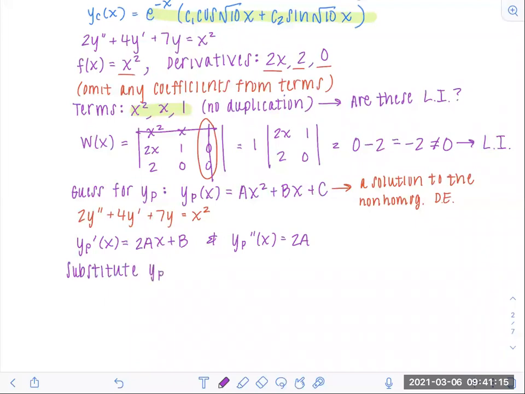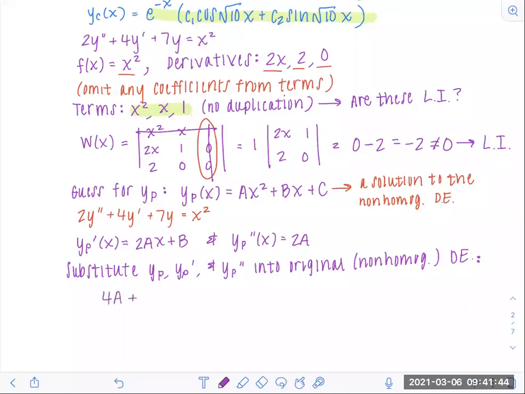So I'm subbing in yp prime and yp double prime into the original, again, emphasis on non-homogeneous DE. All right, so let's do it. First, we want 2 times y double prime. So that's 2 times 2a, or 4a.